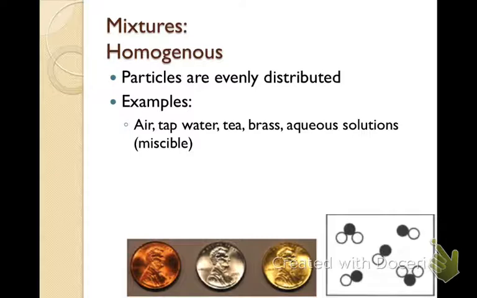We made brass a few weeks ago, when we talked about the gold penny. Here we had the copper penny, we coated it with zinc, and then we heated it. When we heated it, the copper and the zinc combined together to form brass, which made it look like gold. Sorry guys, it's not actually gold. Another example of homogeneous mixtures are aqueous solutions. We call them miscible. Miscible just means that they'll dissolve in one another.